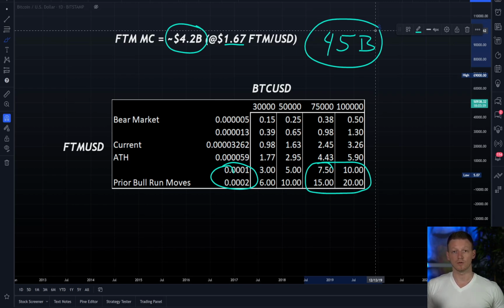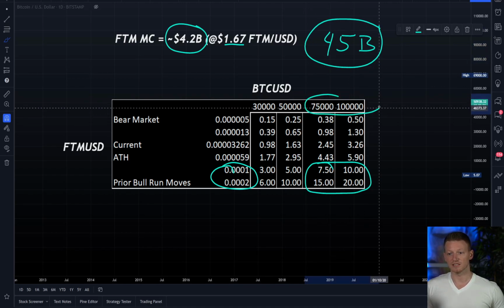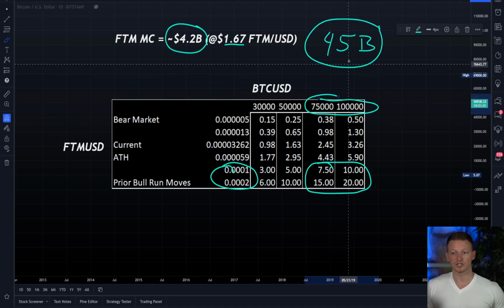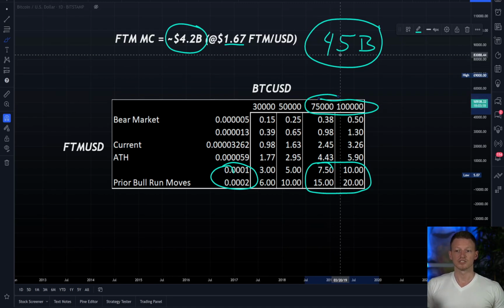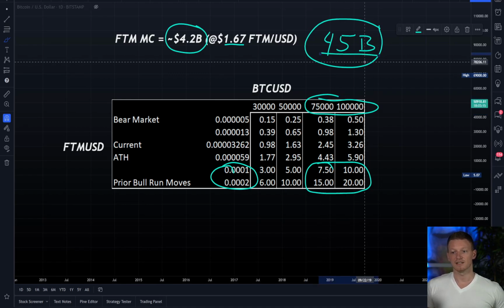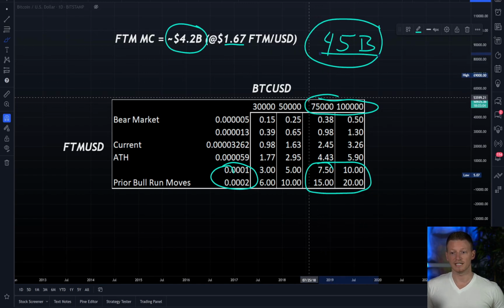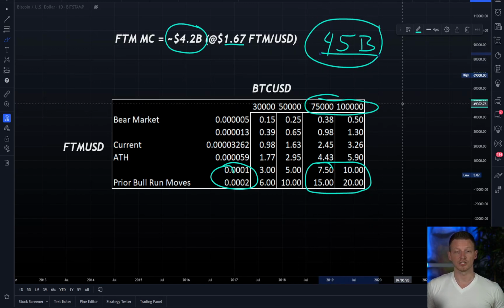Fantom is currently right at around 40th in the standings of cryptocurrency value. If you were to get to 45 billion, that's going to put you somewhere in the top 10. But you have to remember, if Bitcoin is moving up like this, likely other things are moving up as well, so it might not even get you to the top 10. So what I'm saying is 45 billion is, for all intents and purposes, a very reasonable number for any of the top cryptocurrencies to get to if the market is continuing to show strength.